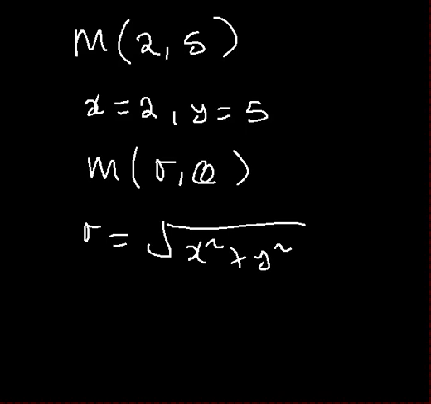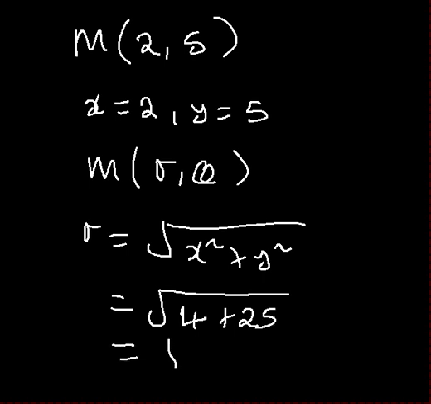We should have it as 2 to the power 2, that is 4, and 5 to the power 2, that is 25. So which means we should have it as the square root of 29, and that is the value of r. And from there we should have the value of the angle theta.